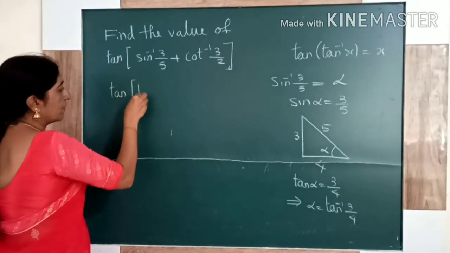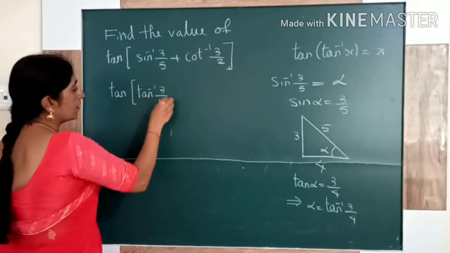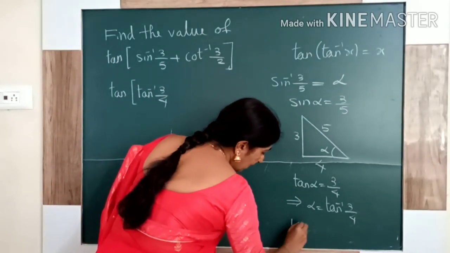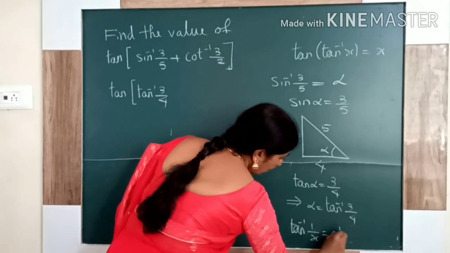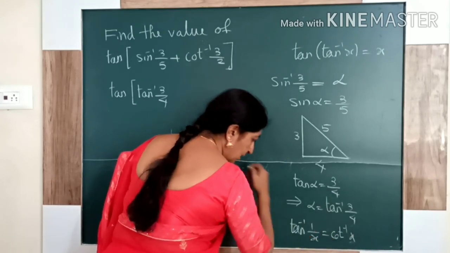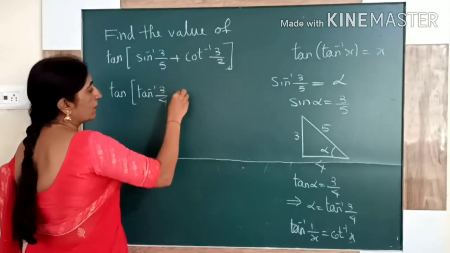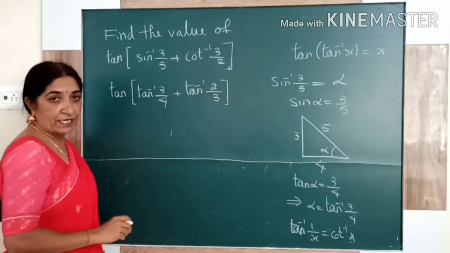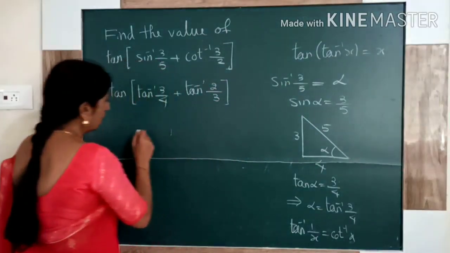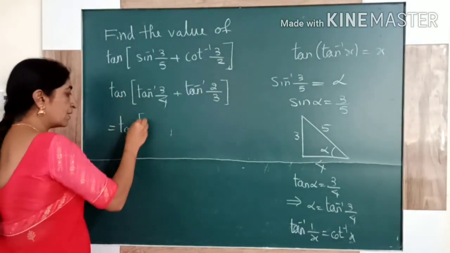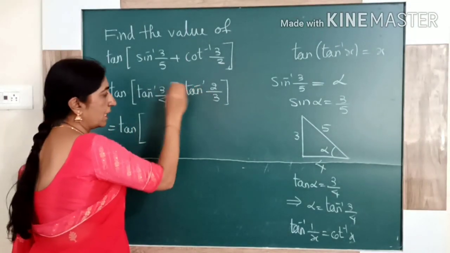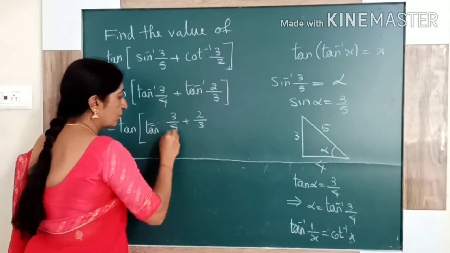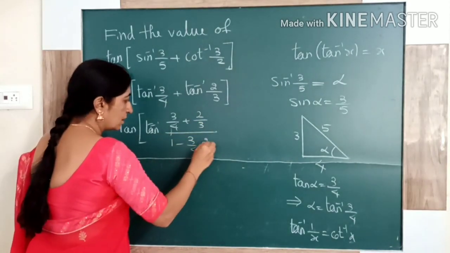So tan in the bracket, tan inverse 3 by 4. And this we are familiar with. What is that formula? Tan inverse 1 by x you can write as cot inverse x. That is all. Cot inverse x as tan inverse 1 by x. So this will be written as tan inverse 2 by 3. I hope all of you are getting this and you remember the formula. So keep tan as it is, and this is in the form of tan inverse x plus tan inverse y, which is tan inverse of x plus y upon 1 minus xy.